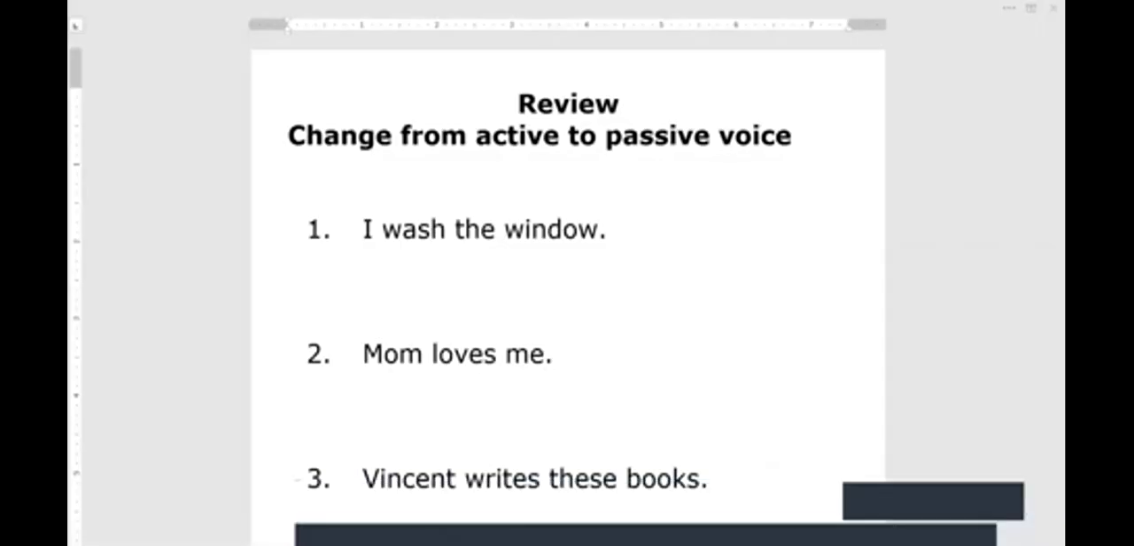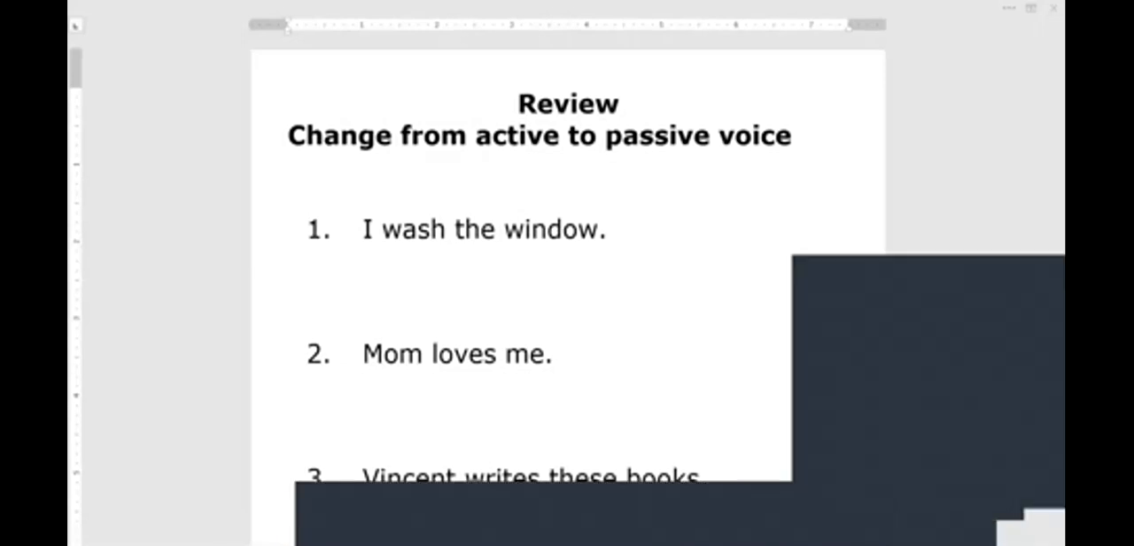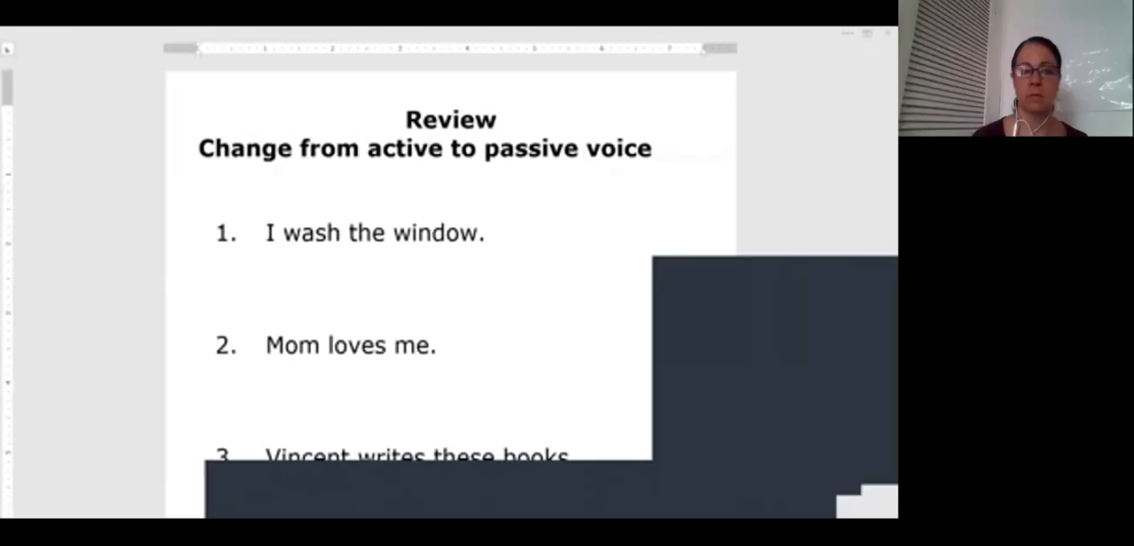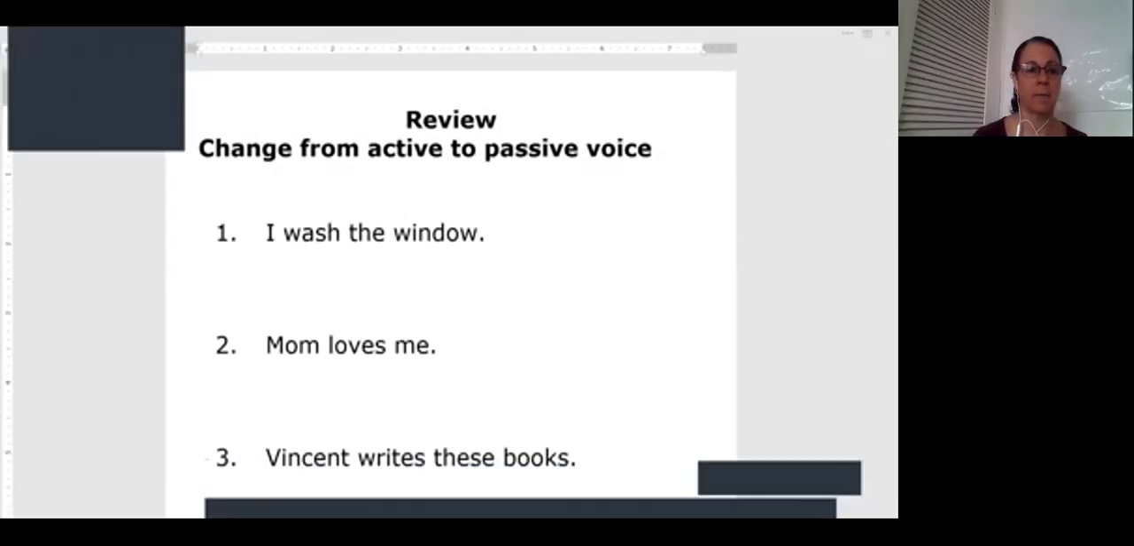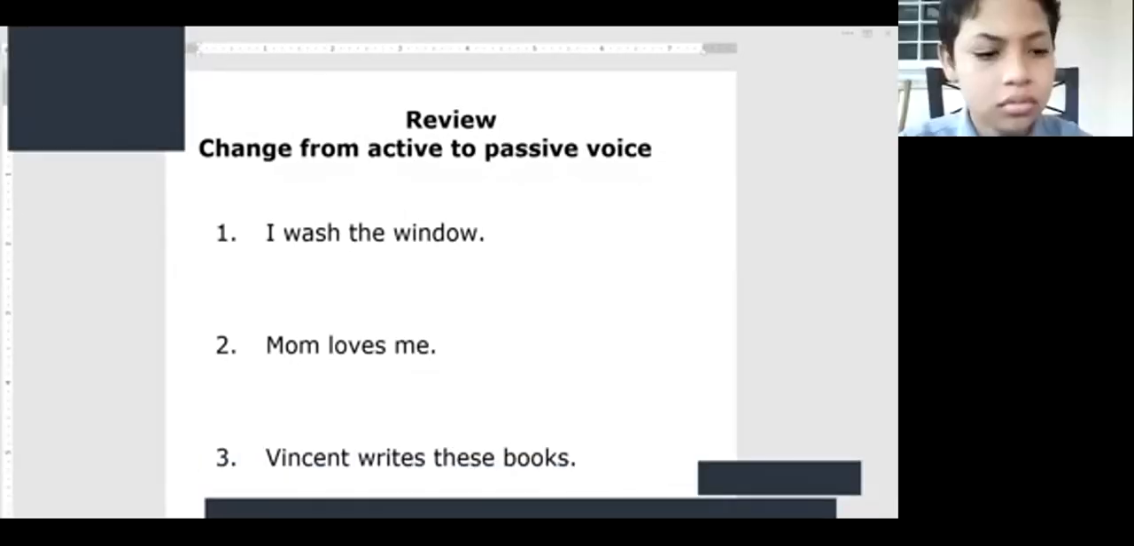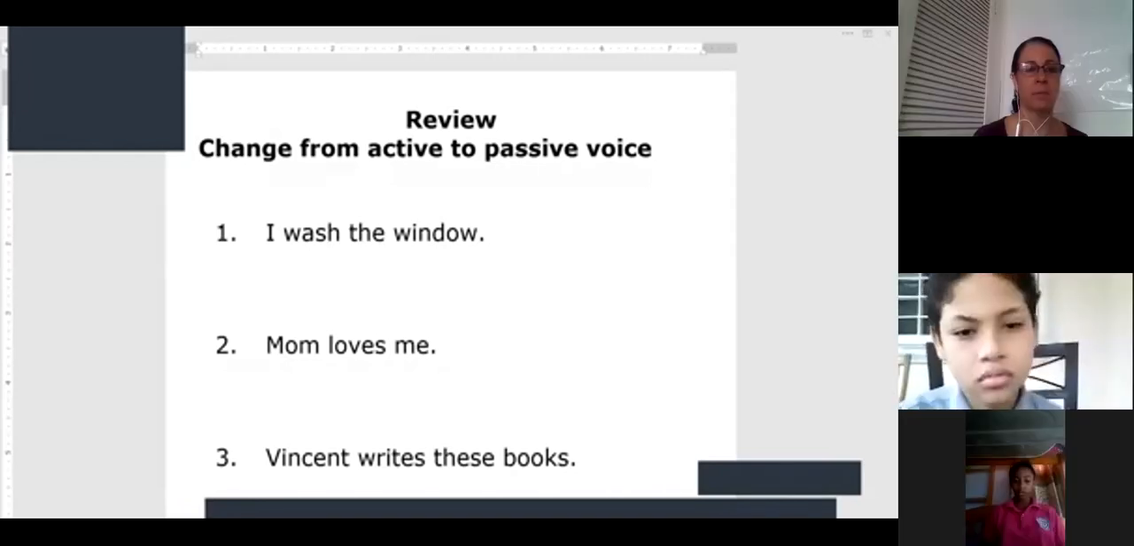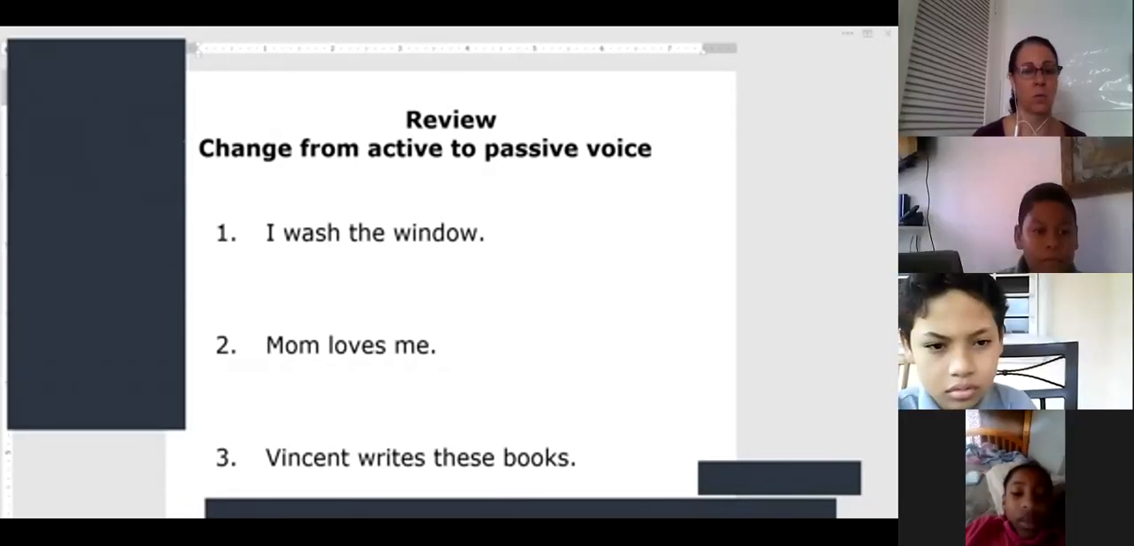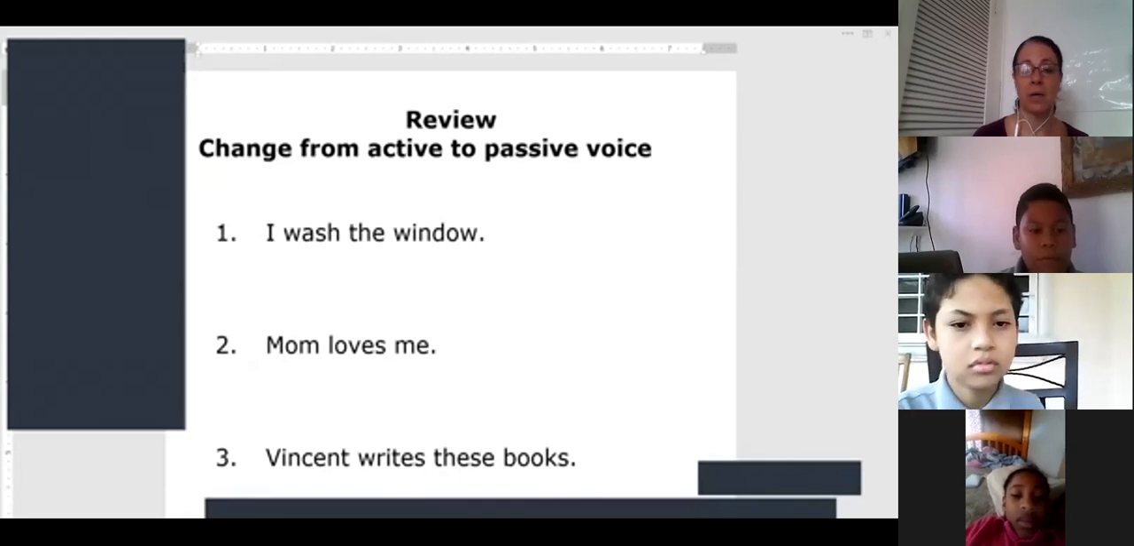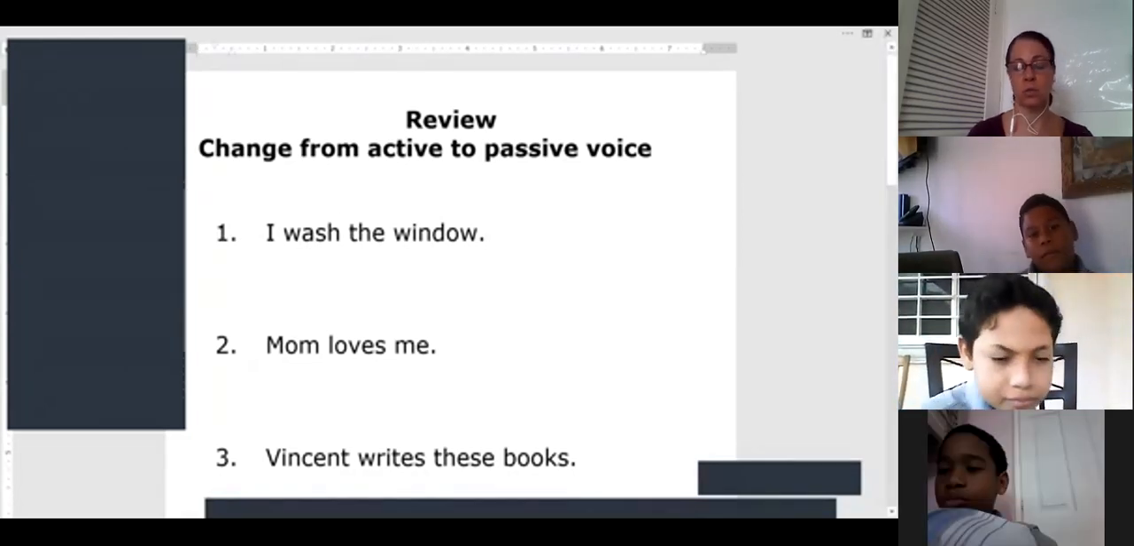A review to change from active to passive voice. I wash the window. Entonces, ¿qué vamos a poner ahí? ¿Qué vamos a colocar aquí? A ver. I wash it. No. ¿Qué vamos a colocar? I wash the windows. ¿Cómo lo vamos a cambiar?